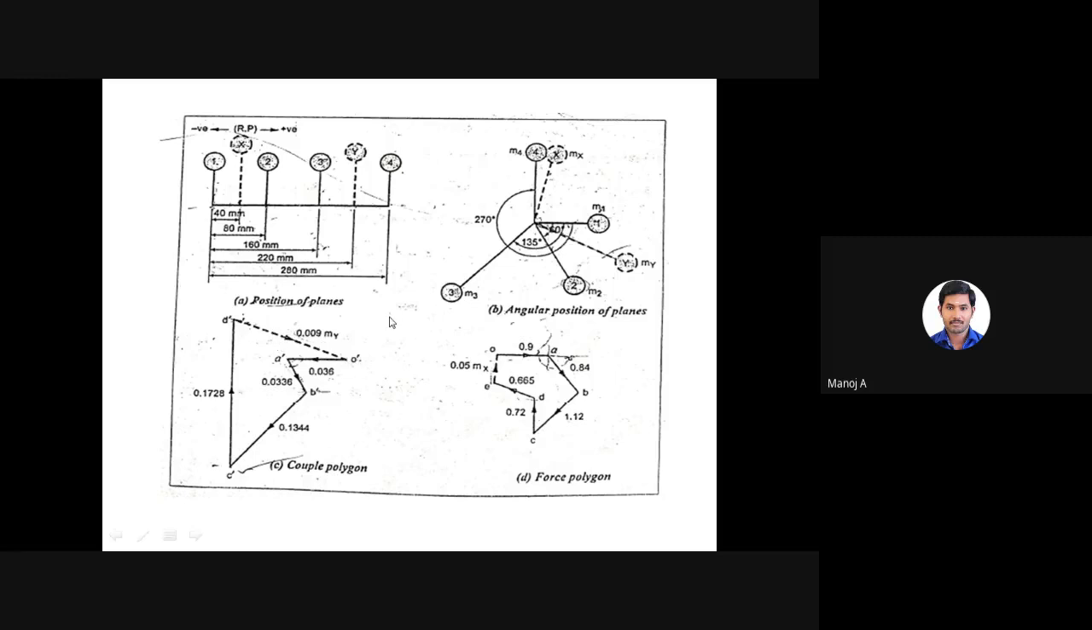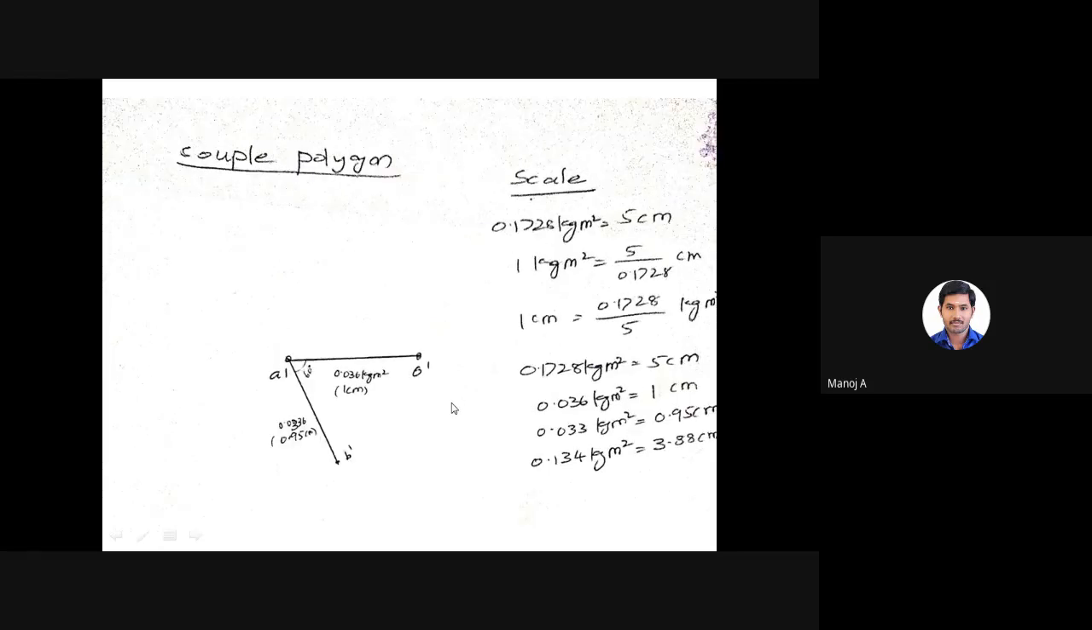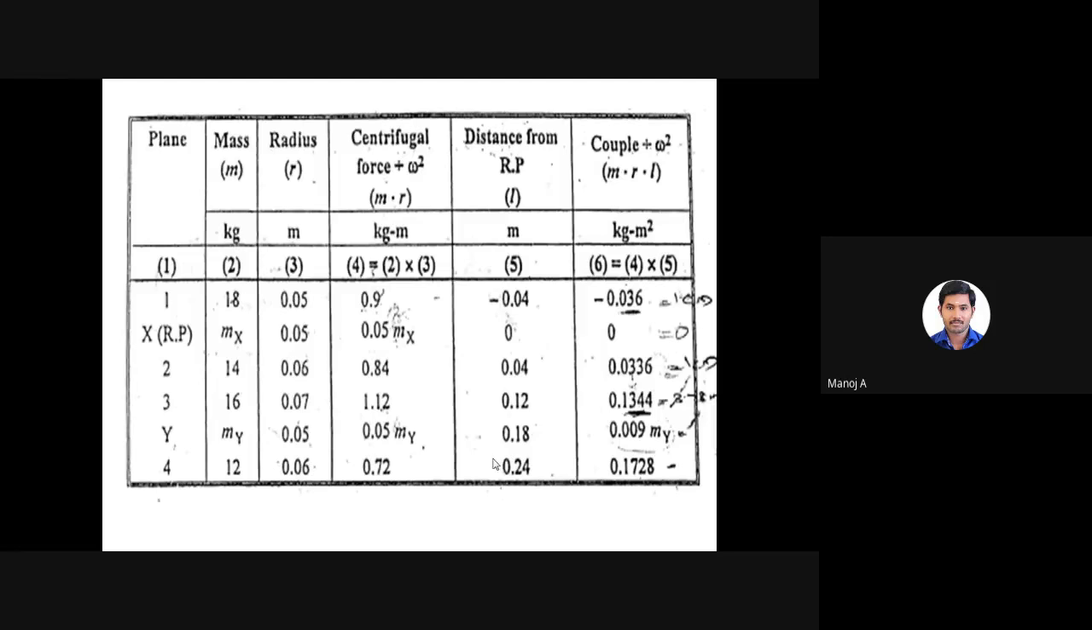So I will explain step by step. First of all, you draw the 0.036. After that, you take 60 degree. You have to mark B dash as 0.0336 as the second thing. In the table, go for the table. This is 0.036. After that, 0.034, then 0.0728. Finally, you have to join it, 0.009 MY.